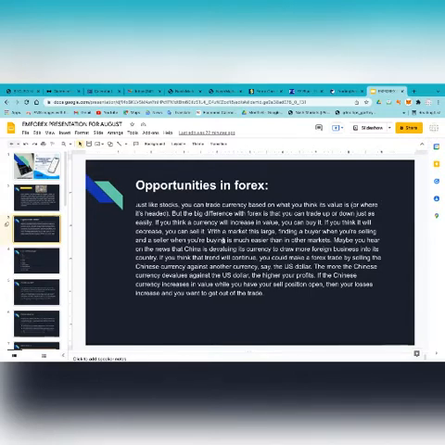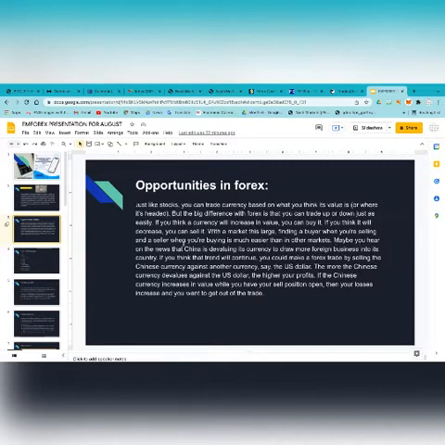So with a market this large, finding a buyer when you are selling and finding a seller when you are buying is much easier than any other market. Like I just explained, looking for a buyer or a seller at any given point in time is very easy. All you need to do is open up an order. If you want to sell a certain amount of your dollars, or a certain amount of your pounds, you open up the order, and it's going to be filled up.